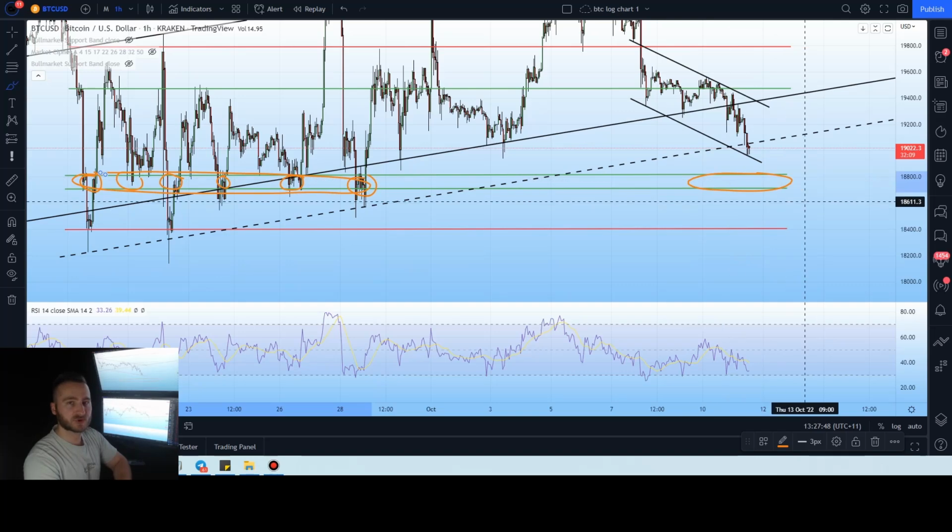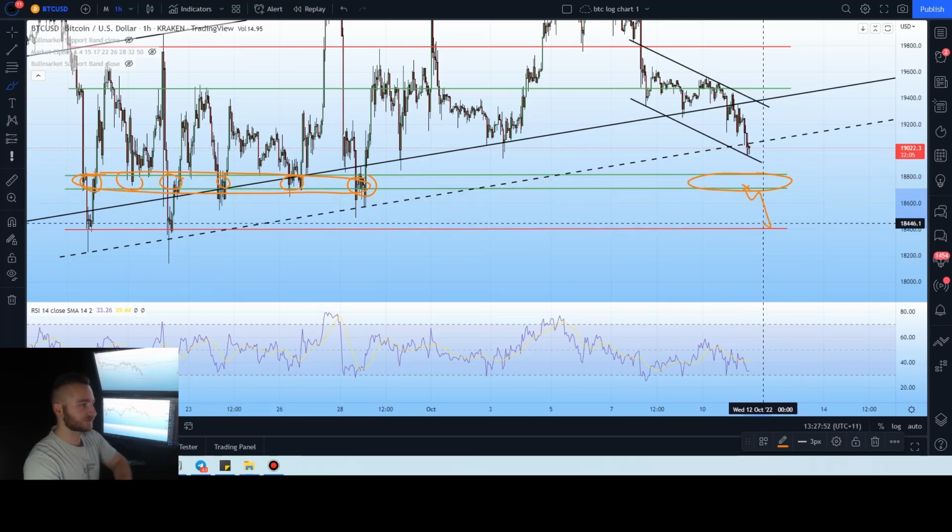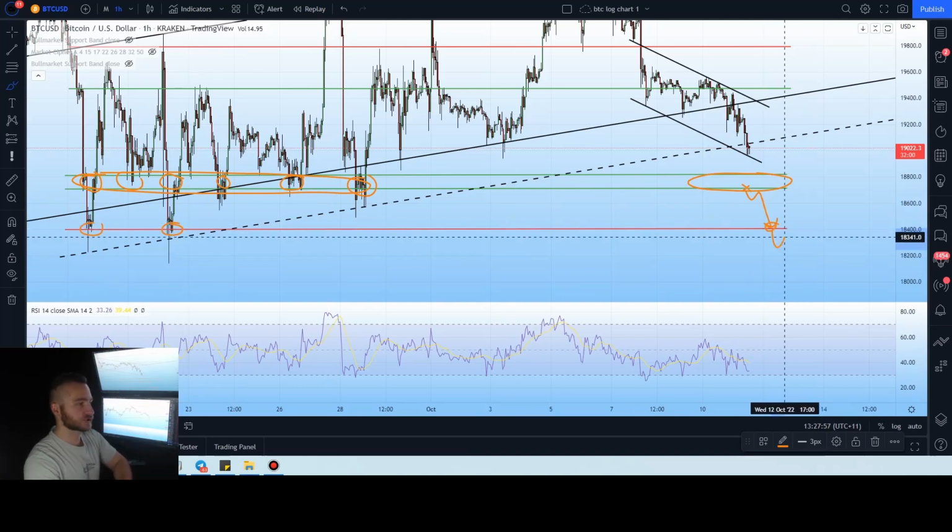So this is a very important level to hold. As we've said, if we do lose this level here, we do expect a move downwards. And if we lose this level here, which has been respected much, much better, we do push even lower.